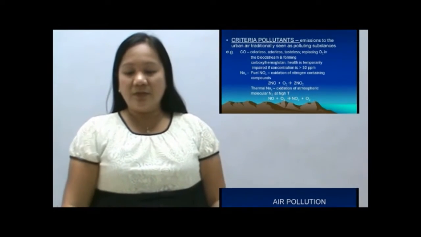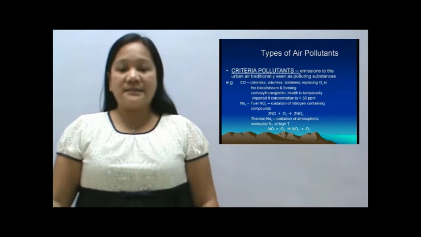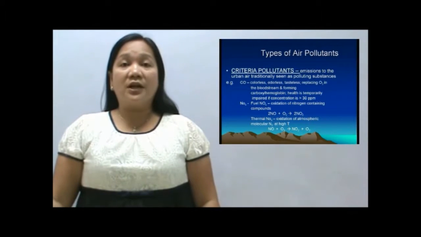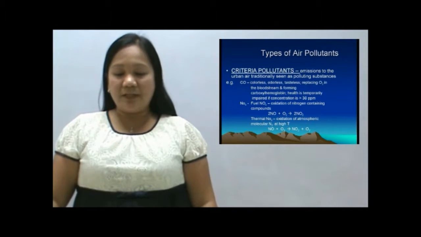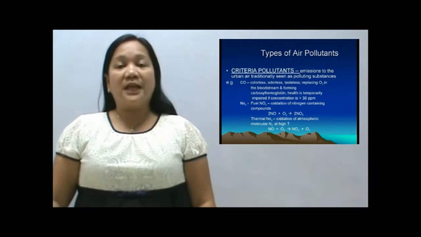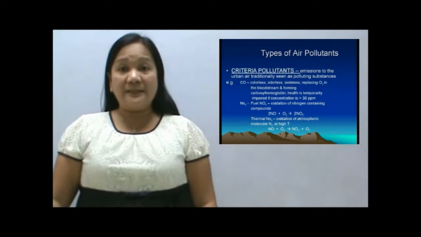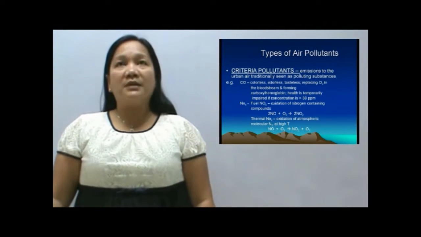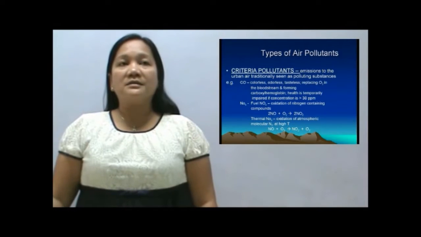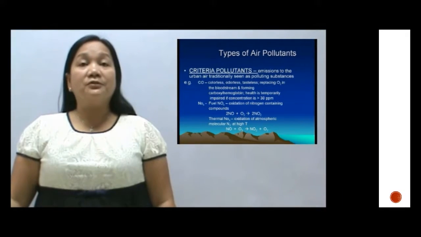So let's try to classify some air pollutants. One of the classifications is whether they are criteria pollutants or not. Criteria pollutants are emissions to the urban air traditionally seen as polluting substances. For example, in urban areas, what do we basically have? We basically have industrial plants. We also have vehicles. All of these would be burning particular fossil fuels, namely refined crude oil as well as coal, and this would be automatically emitting certain pollutants.